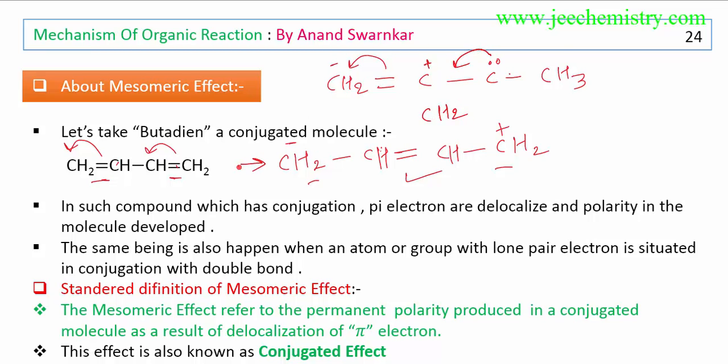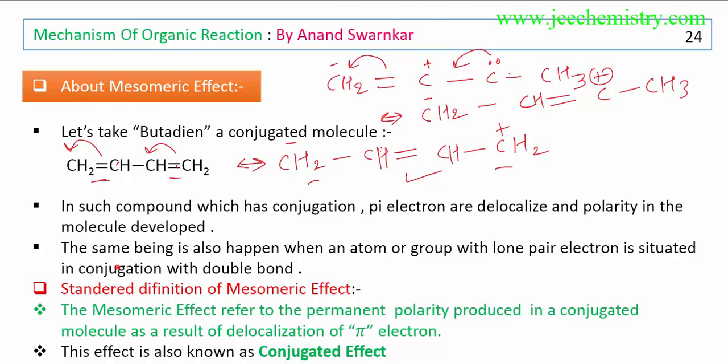Here the polarity is produced. Same thing: if any compound has a conjugation, then by the delocalization of pi bond electrons, polarity is produced in the molecule.